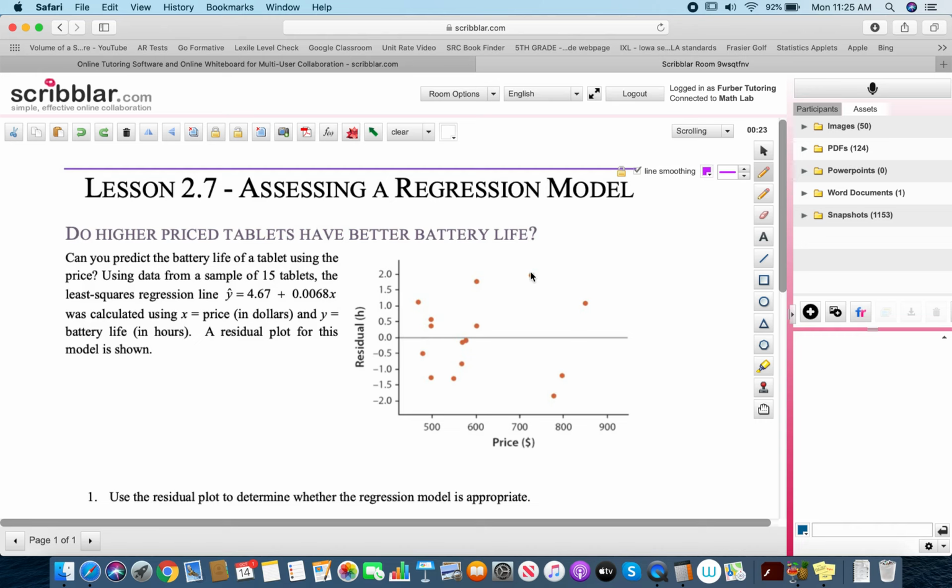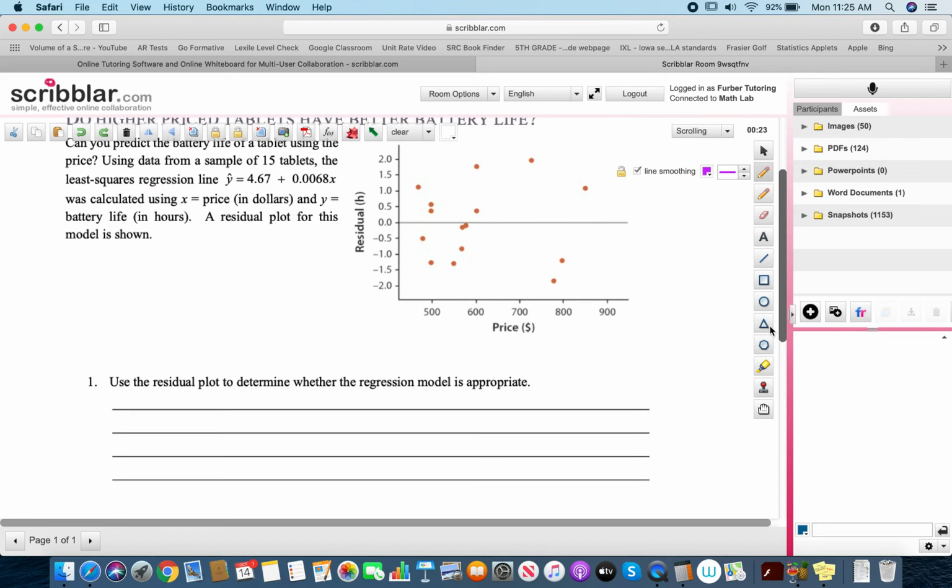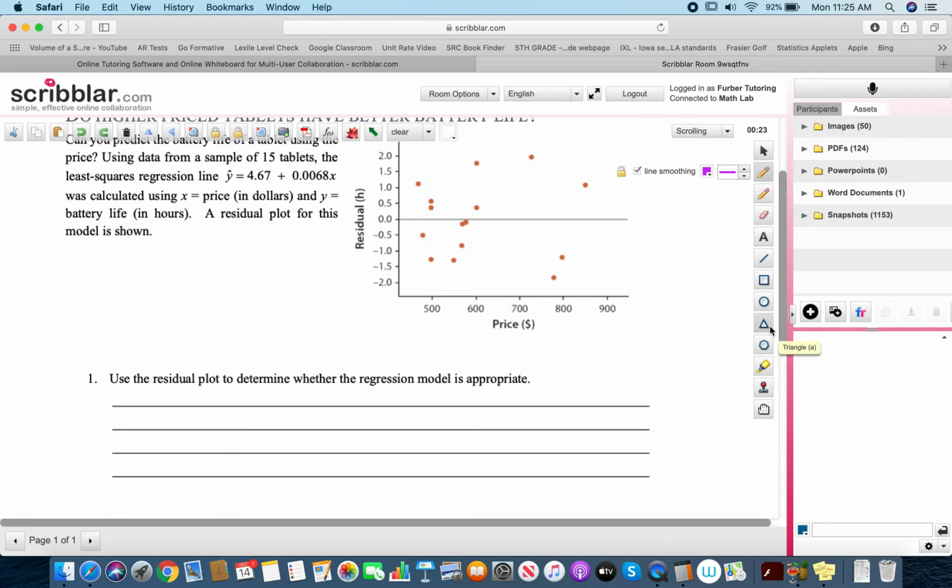1, 2, 3, 4, 5, 6, 7, and 1, 2, 3, 4, 5, 6, 7, 8. There's about 7 above that residual line, and there's about 7 below, a little bit more. Since there's kind of an equal amount there, we don't have as much to worry about in terms of whether or not this is an appropriate model. It's clear that it is. And we're going to say that it is because there is no leftover pattern.